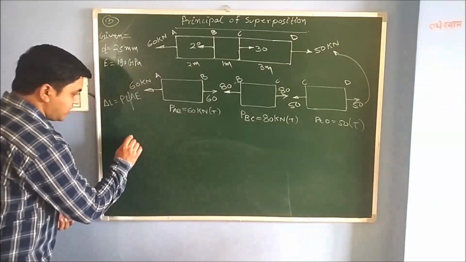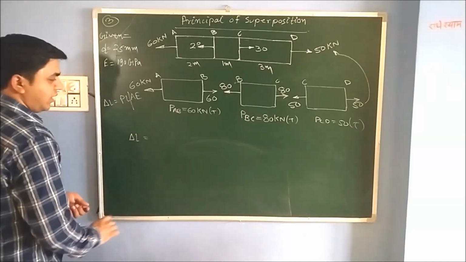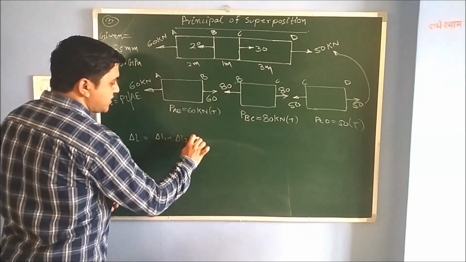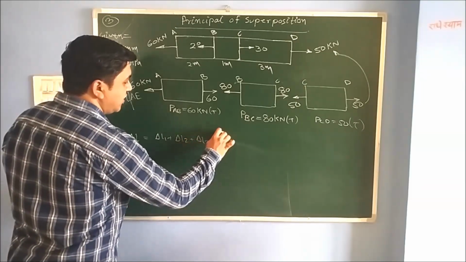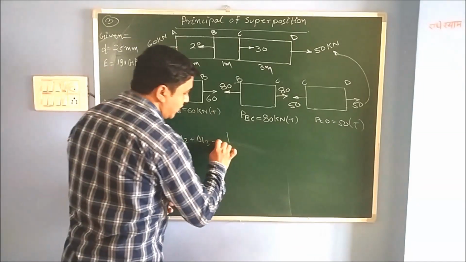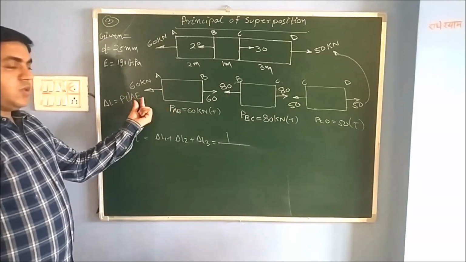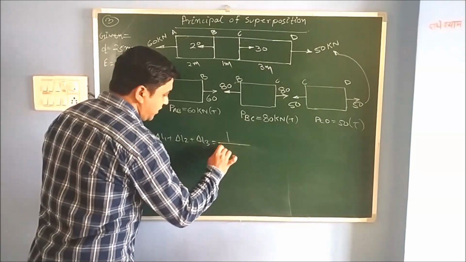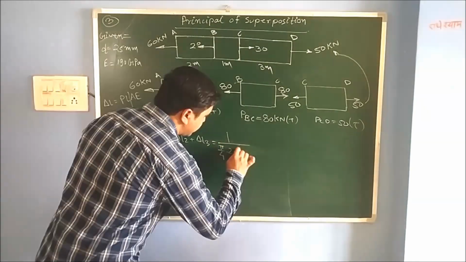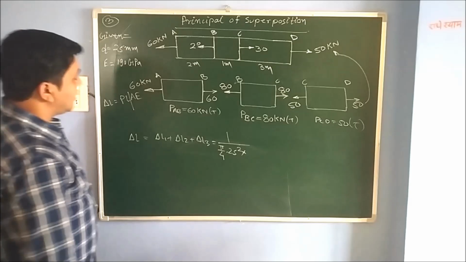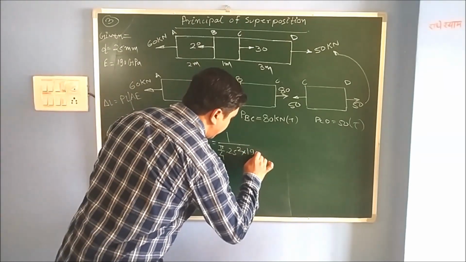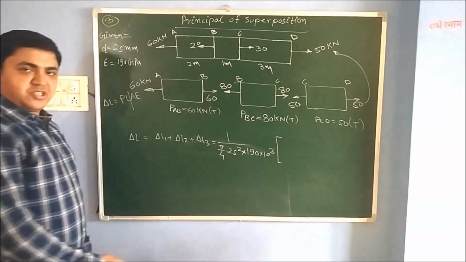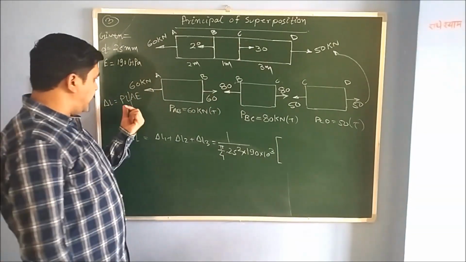So if you find out the total change in length delta L, that will be equals to delta L1 plus delta L2 plus delta L3, and for this that should be equals to 1 upon area into Young's modulus will be common for all. So 1 upon pi by 4 d square multiplied by Young's modulus is 190 GPa. So 190 into 10 raised to power 3, GPa to MPa conversion. Now you have to add P into L.